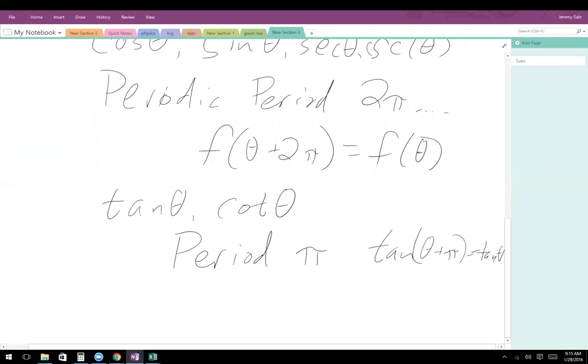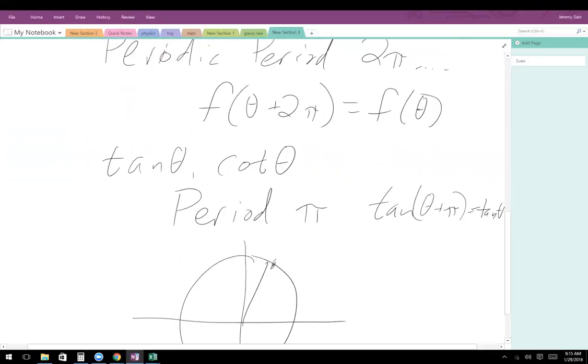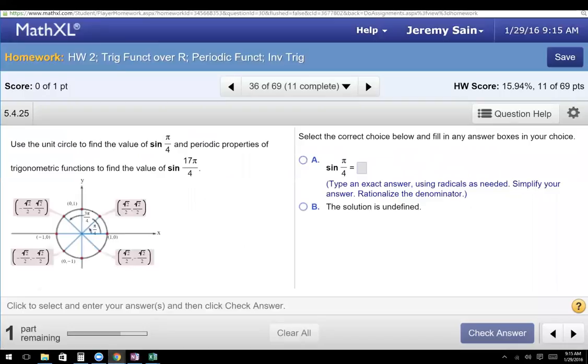And again, the reason for that is, if you look at the unit circle, tangent is supposed to be the slope, right? Well, to get the same x and y coordinates for sine and cosine, you have to go all the way around. So you need the 2 pi for sine and cosine. But if you just want the same slope, you go halfway around and you get the same slope. So that's why tangent has period pi. Okay.